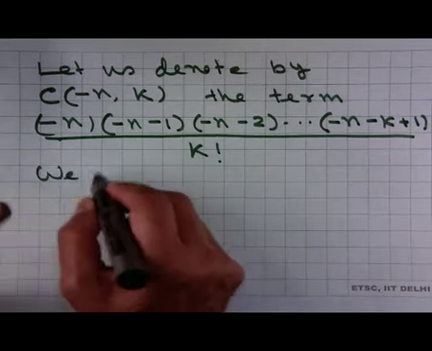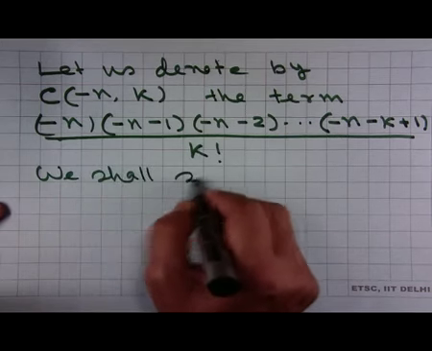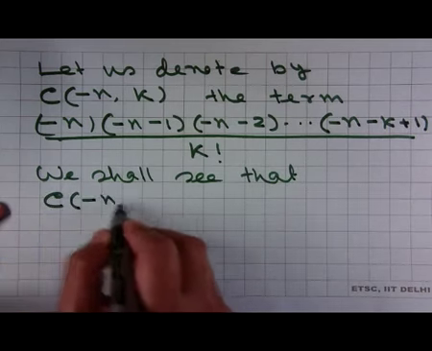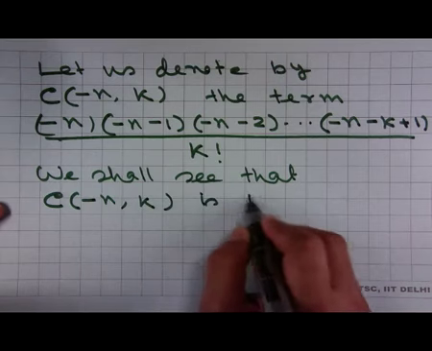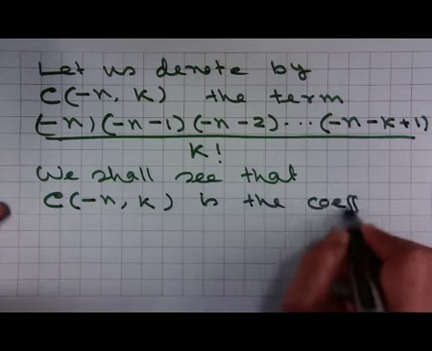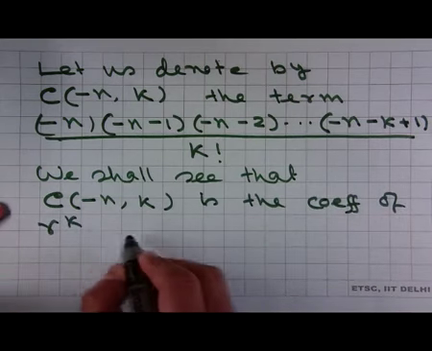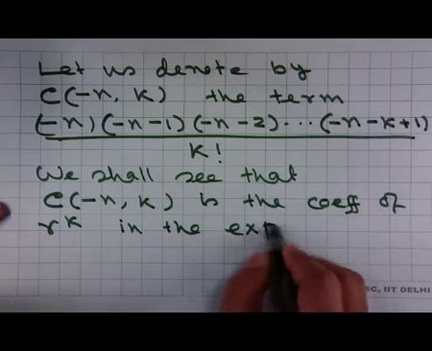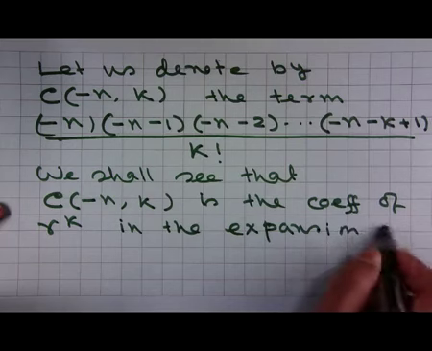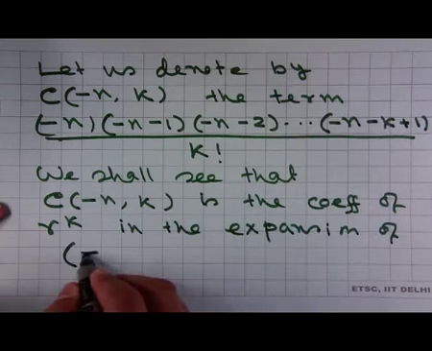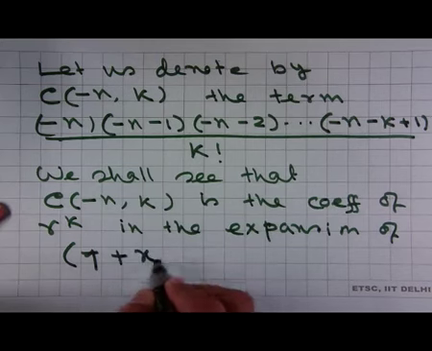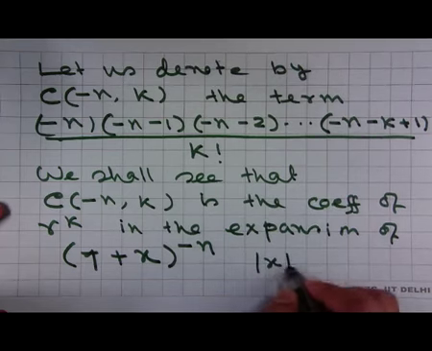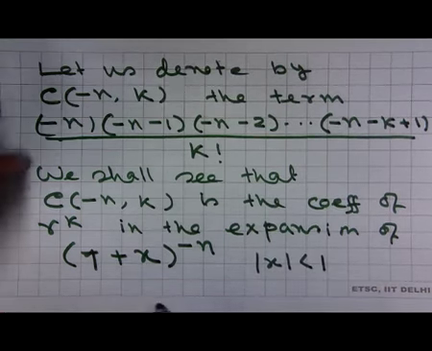We shall see that c minus n comma k is the coefficient of r to the power k in the expansion of (1 plus x) whole to the power minus n, where modulus of x is less than 1. Verification.